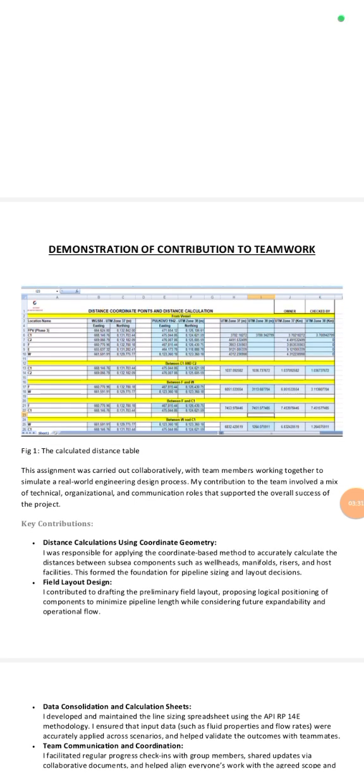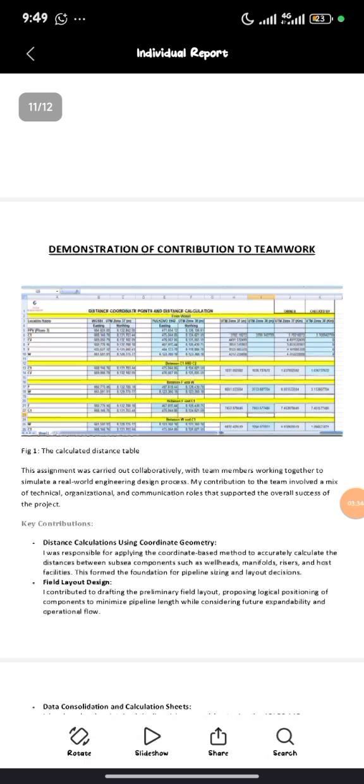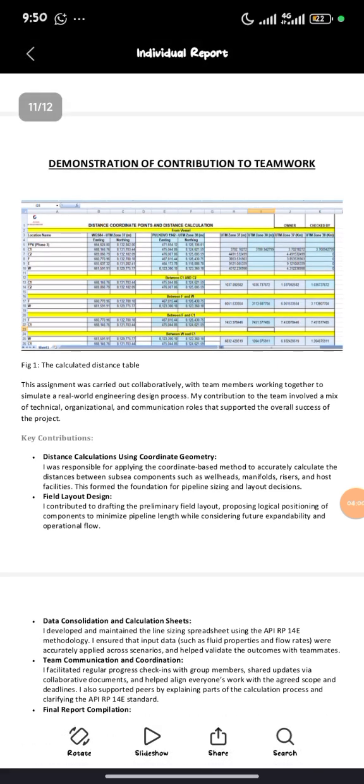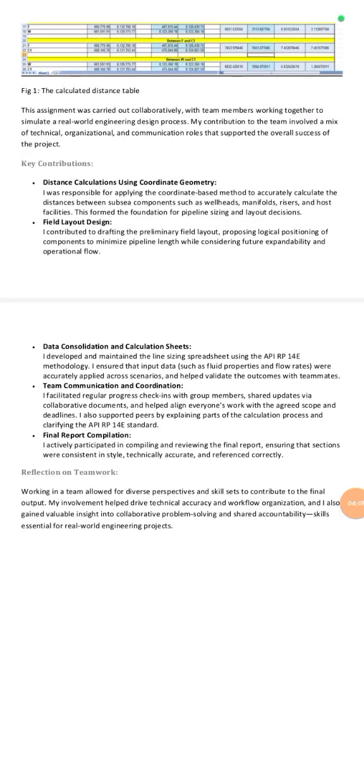Looking at this demonstration of teamwork, I found that my contribution, calculating and determining the layout, was very essential to the project as a whole. I was the first person to work on the layout so that I could give a major contribution to my teammates, the people I was working with. Looking at this particular slide here, I was given these coordinate points, and I was able to calculate their distances using that formula.